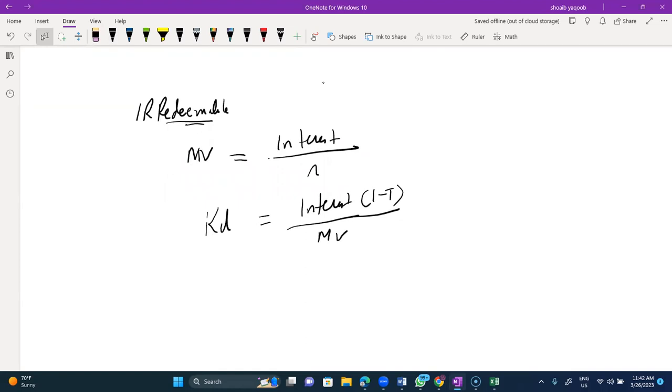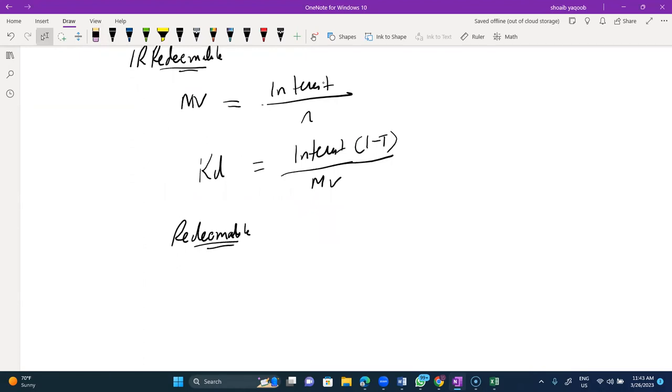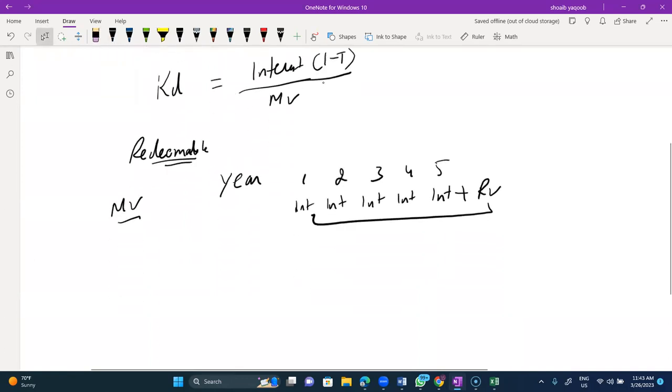That is irredeemable debt. What about the redeemable debt, which I have just covered? Redeemable debt has a limit of years, like it can be 4 years, 3 years, 2 years, 7 years, 5 years. So if it is a 5-year debt, market value is the present value of all cash flows. So a redeemable bond will give you interest in every year. And in the last year, it will give you the redemption value. So market value will be equal to the present value of all these cash flows. Redeemable.